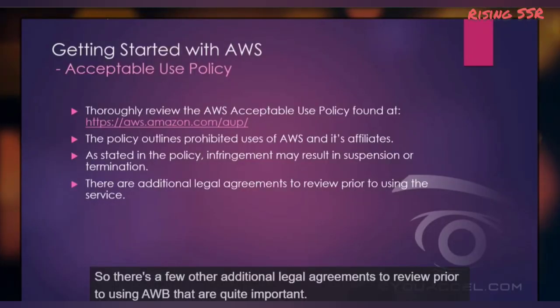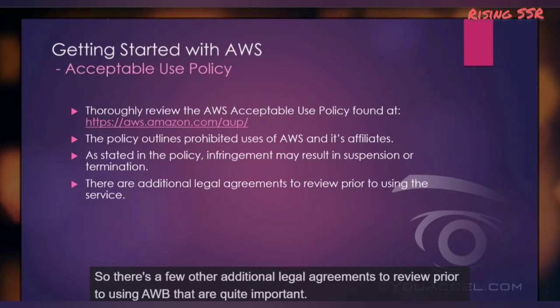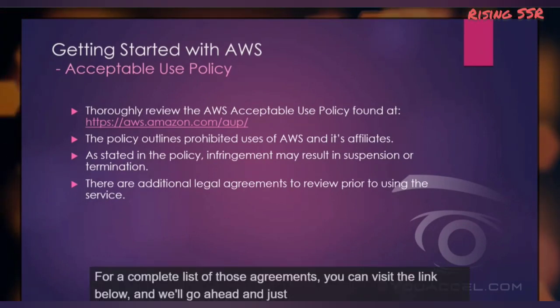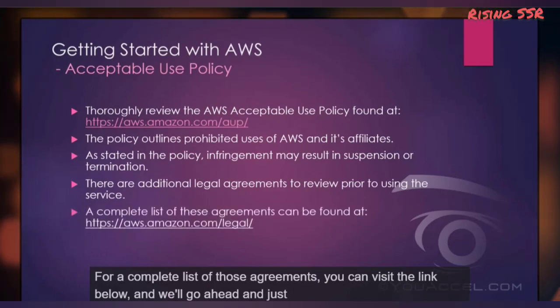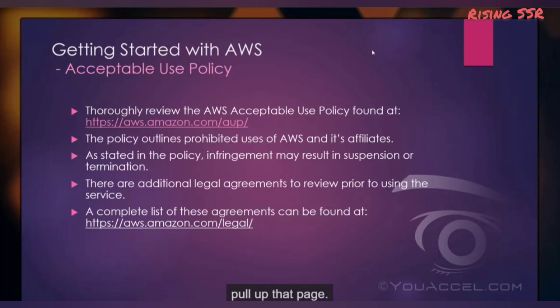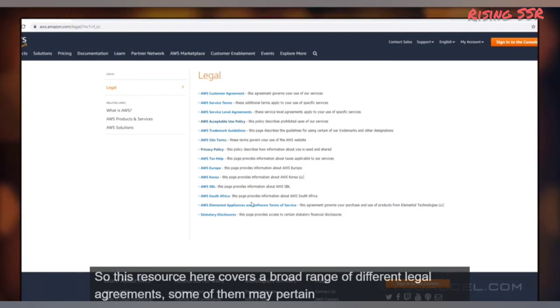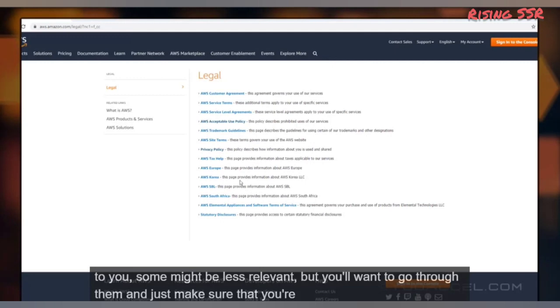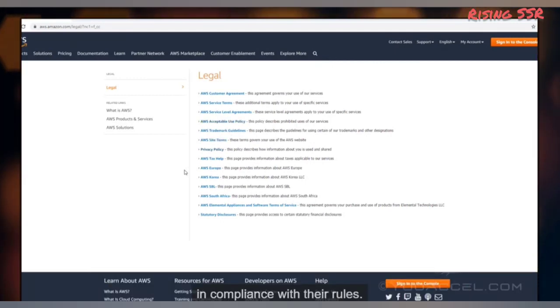So there are a few other additional legal agreements to review prior to using AWS that are quite important. For a complete list of those agreements, you can visit the link below. And we'll go ahead and just pull up that page. So this resource here covers a broad range of different legal agreements. Some of them may pertain to you, some might be less relevant, but you'll want to go through them and just make sure that you're in compliance with their rules.